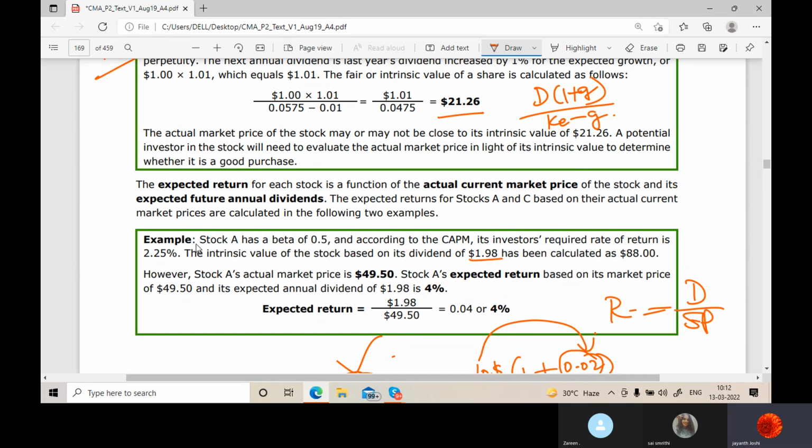So what are they asking? Stock A has a beta of 0.5, and according to CAPM, the required rate of return is 2.25%. The intrinsic value of the stock based on a dividend of 1.98 is given. However, stock A's actual market price is 49.50. The stock's expected return based on its market price and its expected annual dividend of 1.98 is 4%. How did you get this? Very simple. You took the dividend and the stock price. Dividend divided by stock price gives you the expected return. Just have a look through this question. We'll move forward.